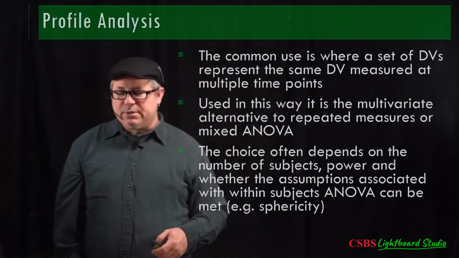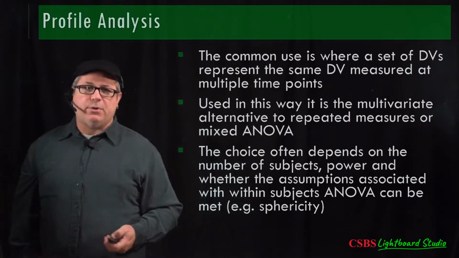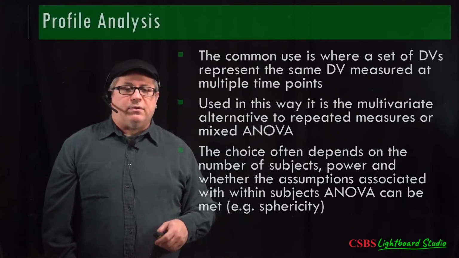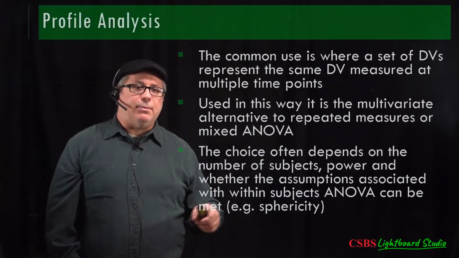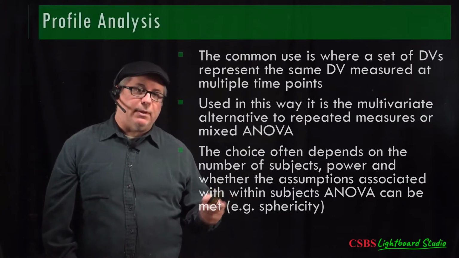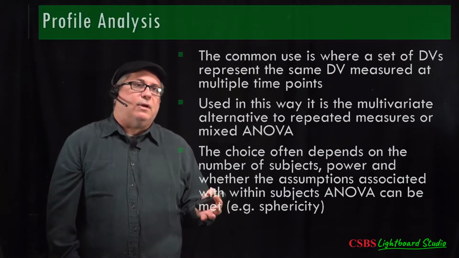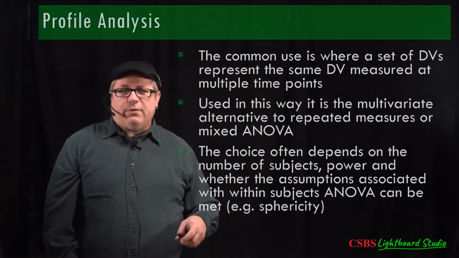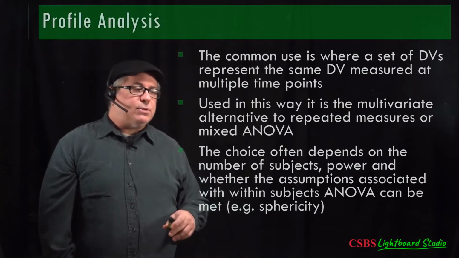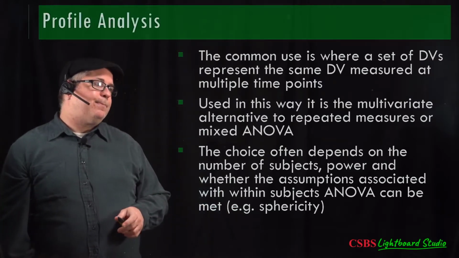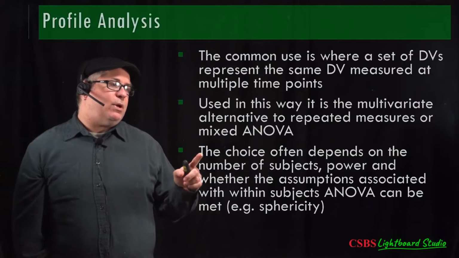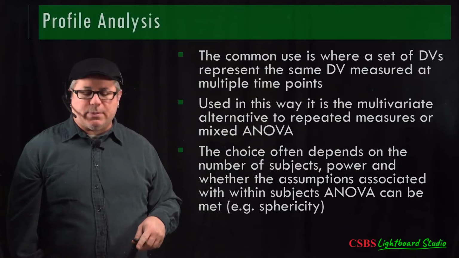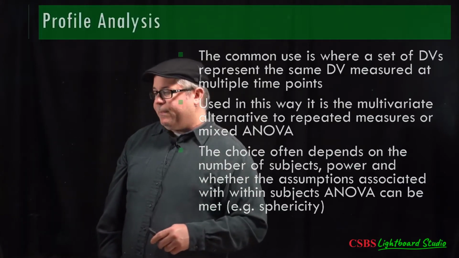The most common use is this repeated measures or mixed ANOVA approach, where you have a set of DVs that is really just the same DV measured at multiple time points. That would make them commensurate because it's the same DV on the same scale, just measured at different times. Used this way, it's the multivariate alternative to repeated measures or a mixed ANOVA. And the choice between a mixed ANOVA versus a profile analysis will depend on a couple of things. Likely your sample size.